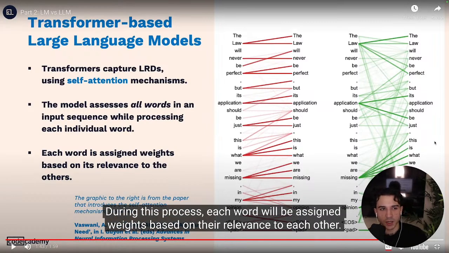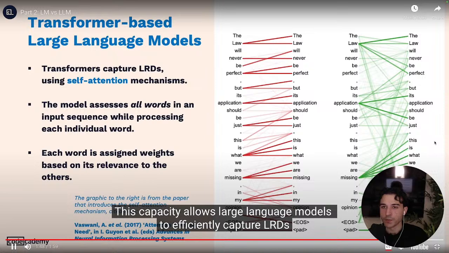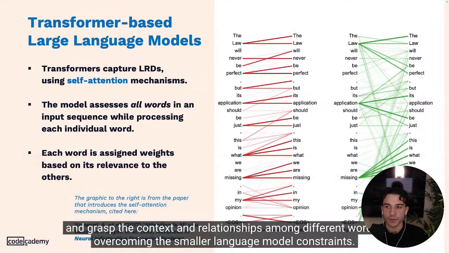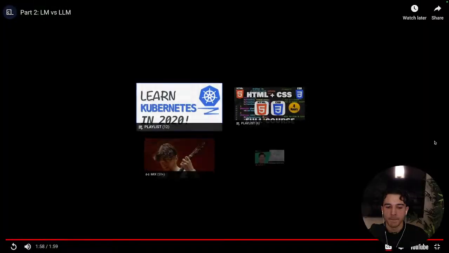So, transformer-based large language models. Transformers capture LRDs using self-attention mechanisms. The model assesses all words in an input sequence while processing each individual word. Each word is assigned weights based on its relevance to the others. The graphic on the right is from the paper that introduces the self-attention mechanism, Attention Is All You Need, from Advances in Neural Information Processing Systems. Thus, each word will be assigned weights based on their relevance to each other. This capacity allows large language models to efficiently capture LRDs and grasp the context and relationships among different words, overcoming the smaller language model constraints.